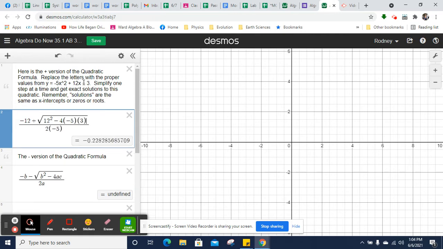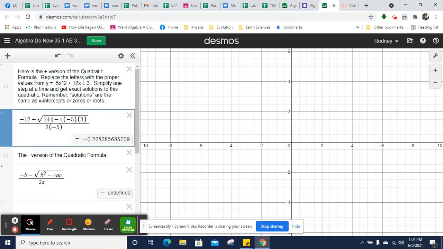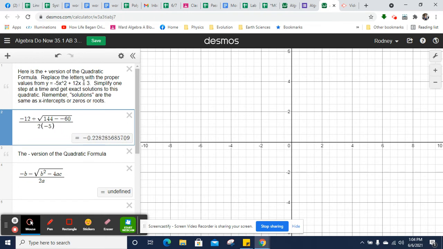So we haven't worked out the discriminant, so let's do that now. 12 squared is 144. Then 4 times negative 5 is negative 20 again. And negative 20 times 3 is negative 60. And so now I've got 144 minus negative 60. And you've got to watch out for this. This means that's plus. And 144 plus 60 is 204.